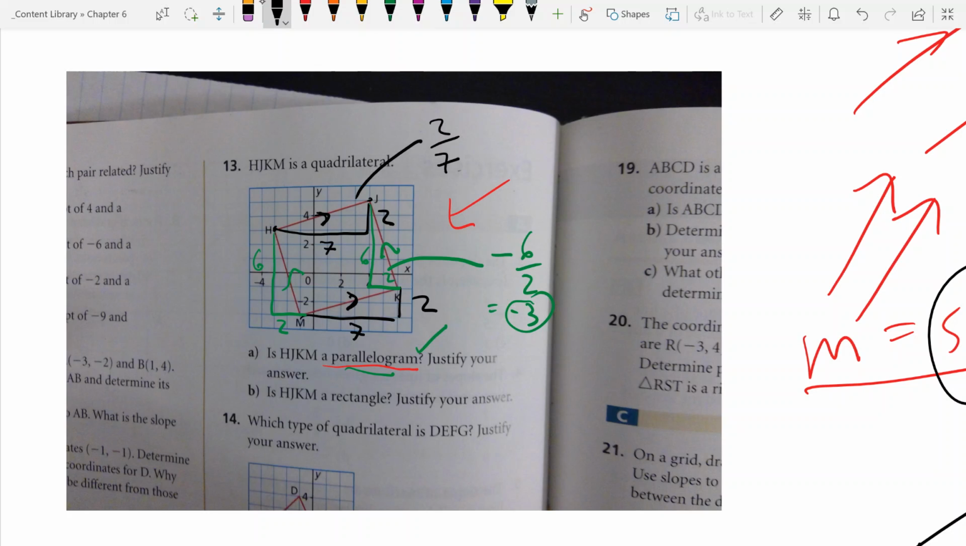It says, is it a rectangle? In order to be a rectangle, it has to have right angles. That would mean that this line, HM, would be perpendicular to MK. If we look at their slopes, 2/7 and negative 6/2, it's close, but it's not actually perpendicular. So because it's not perpendicular, it's not a rectangle. I don't need to look at the lengths. I know right away it's not a rectangle. And that's it. Those are the tough kind of word problems for this one.